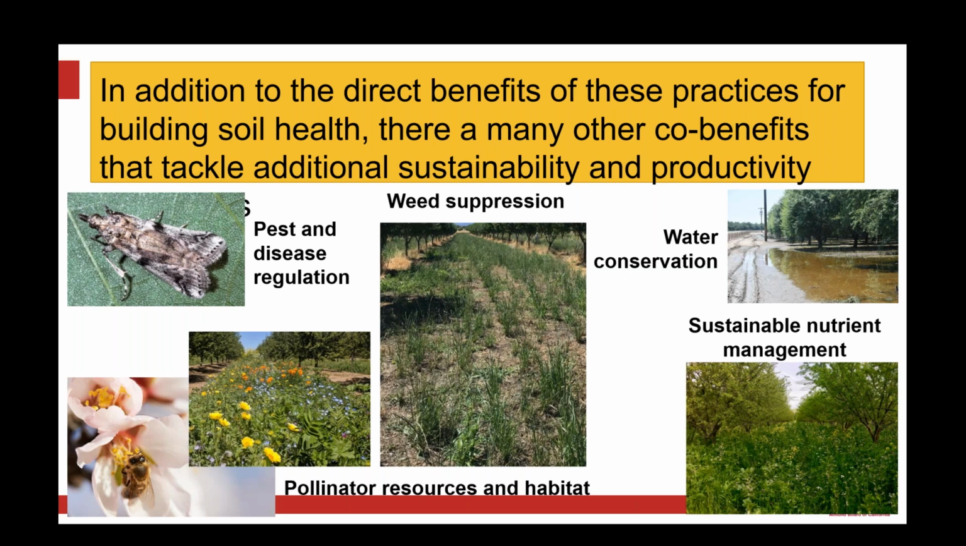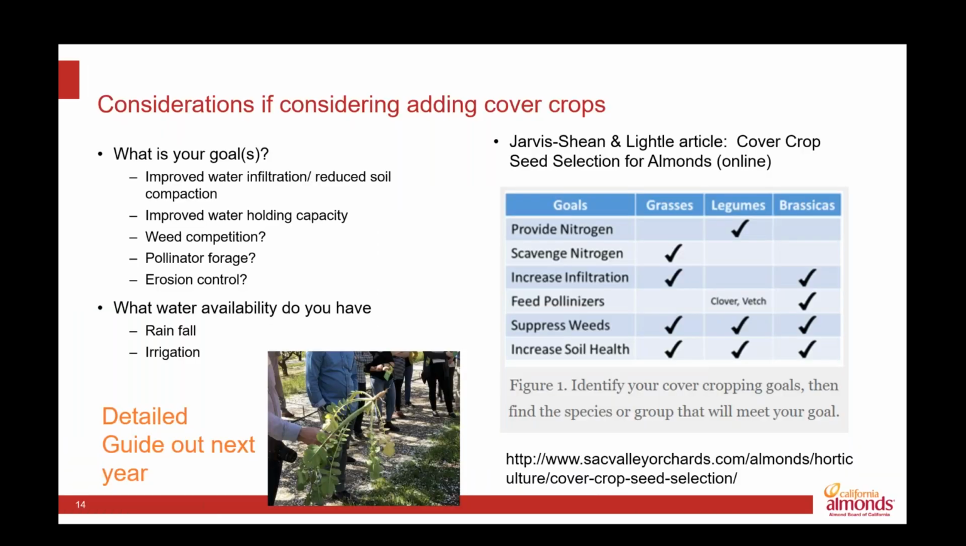And then the other area, depending on the selection of the cover crop, is biodiversity, so either pollinator habitat or habitat for other species. So for growers, we're then talking about, well, what do they need to think about? I think the two farm advisors, Catherine Jarvis-Sheen and Danny Lytle, put together a nice article last year that's available online, basically saying, here are the things to think about.